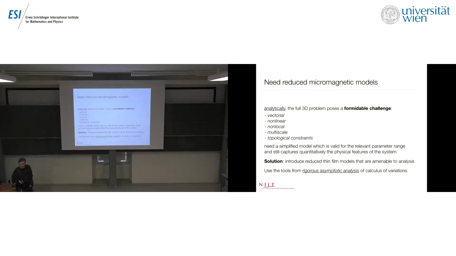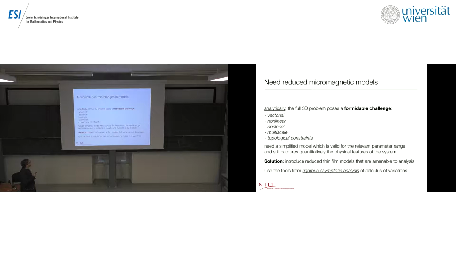Not only that, there is also a hard constraint in this problem associated with the unit length constraint on the magnetization vector, the constant length constraint. Of course, it's a nonlinear, non-convex variational problem, and it gives rise to many local minimizers, for example. And it is also non-local because of the presence of the stray field.